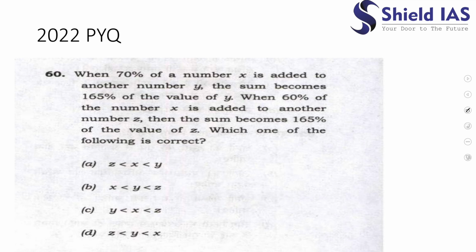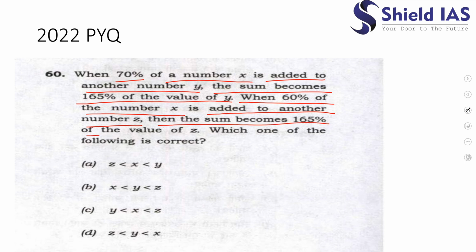The next question: when 70% of a number x is added to another number y, the sum becomes 165% of the value of y. When 60% of the number x is added to another number z, then the sum becomes 165% of the value of z. Which one of the following is correct? Yes. So let us see.